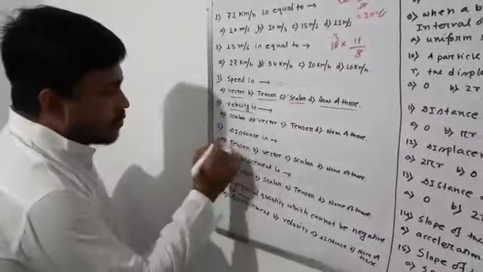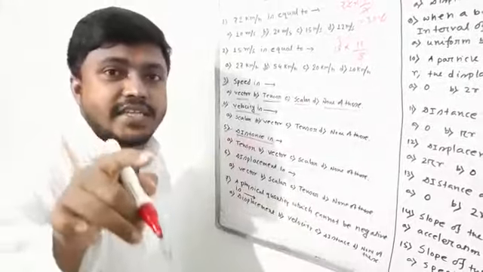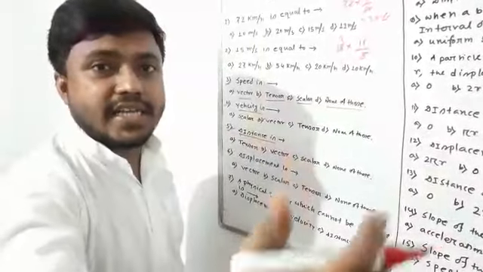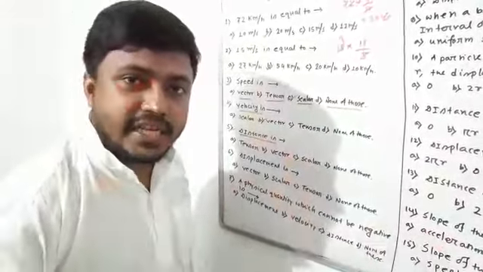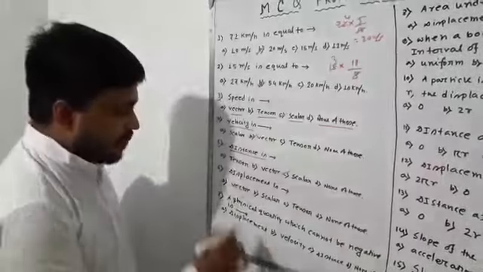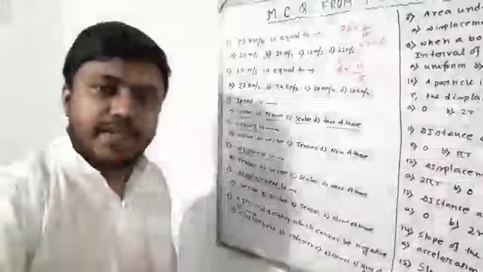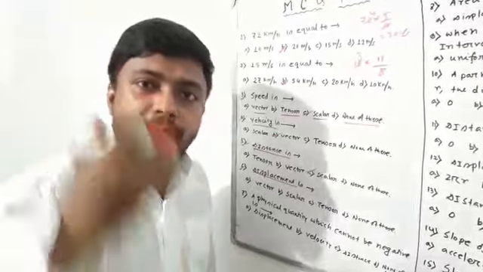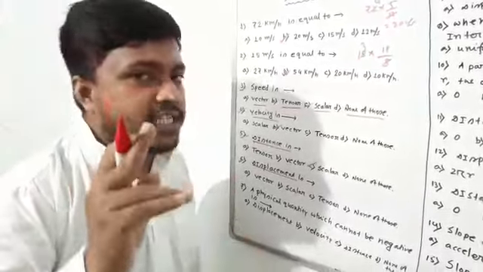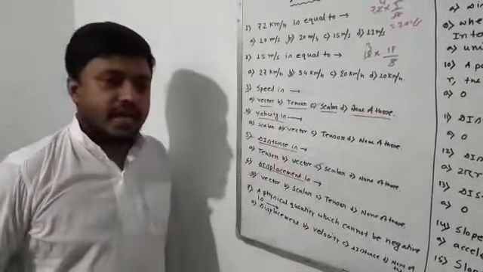Now students, the next one is distance. When we measure distance, we do not take the direction. We deal only with the magnitude. So distance is a scalar quantity. Now, displacement. When you discuss displacement, you take both magnitude and direction. So displacement is a vector quantity. So option A is the correct one.